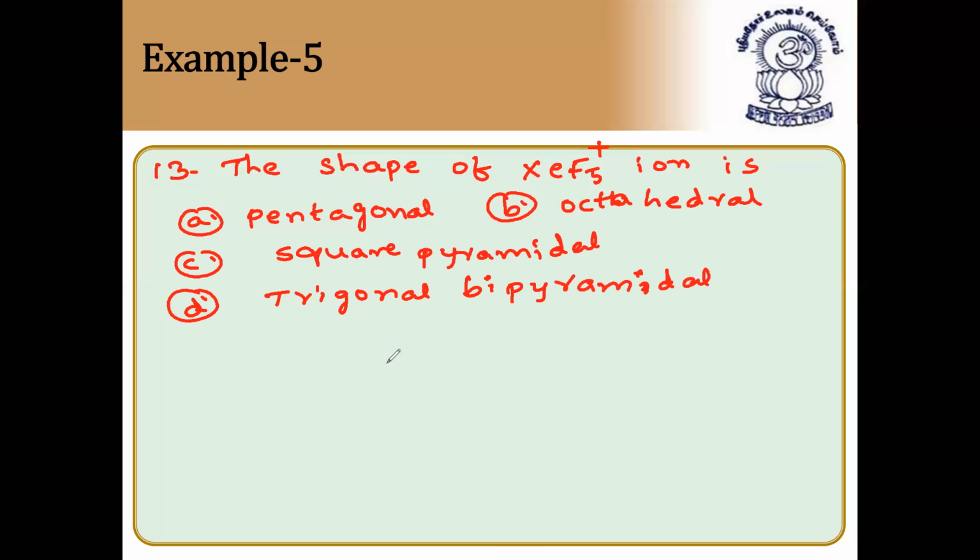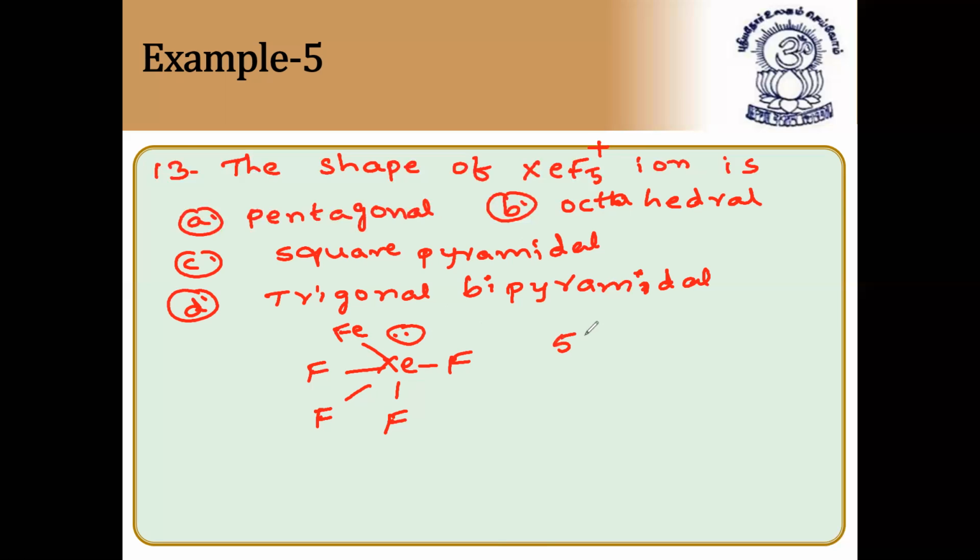So let us see first. XeF5+ means xenon has 5 electrons, for example. So it has how many electrons? 5 electrons. And the plus means one electron is gone from xenon, so it has one lone pair. It has 5 bond pairs.